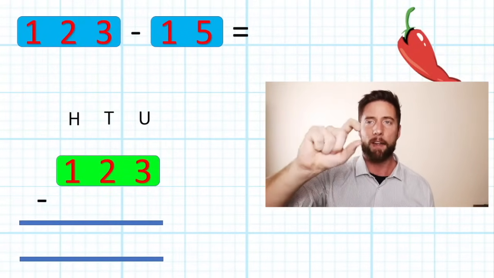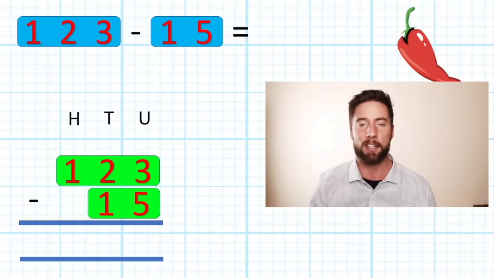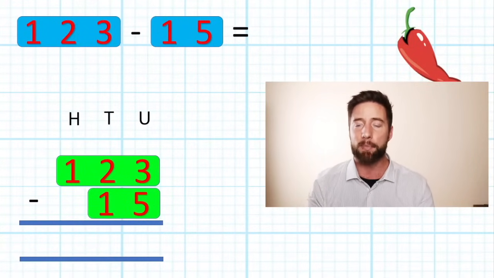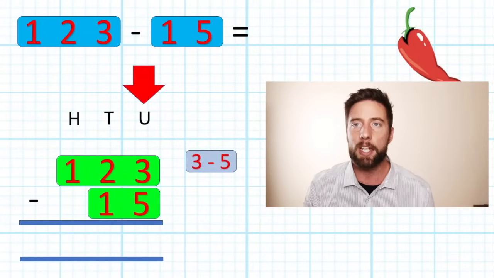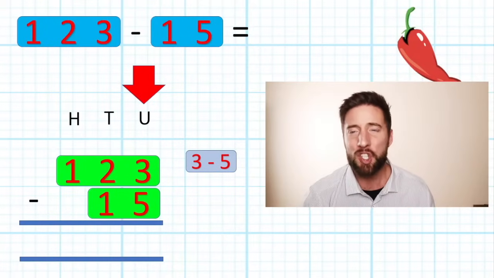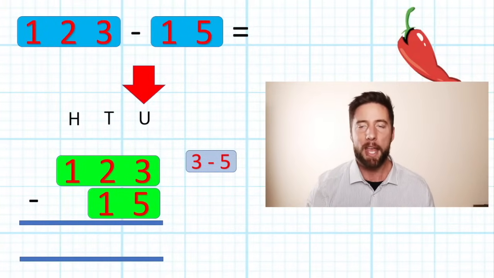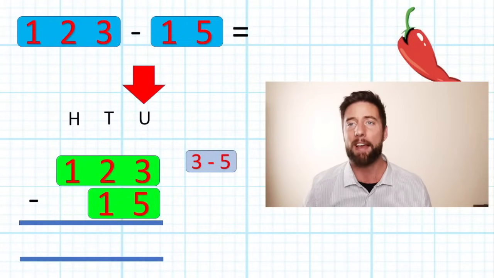123, subtract 15. I've written it out perfectly. Draw my answer lines. Fantastic. Okay, now let's begin. I'm going to start at my smallest value, the units value. 3 subtract 5. Boom! Stop there. What does that mean? I've got 3. How am I possibly going to take away 5?